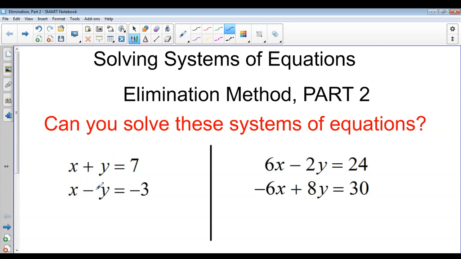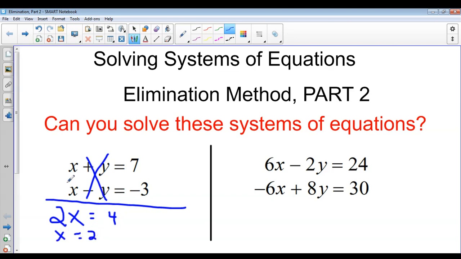When I look at this problem, I'm thinking, all right, which letters are going to cancel out the most easily? And that's going to be the y's, because one is positive and one is negative. So all I really need to do is just go like this, add, right? When I add them together, they cancel out, and I'm going to get 2x, and 7 and negative 3 added together is 4. So we know that x is going to be 2, right? And then if I plug in the value 2, I'm going to ask myself 2 plus what is 7? So we know y is going to be 5, right?